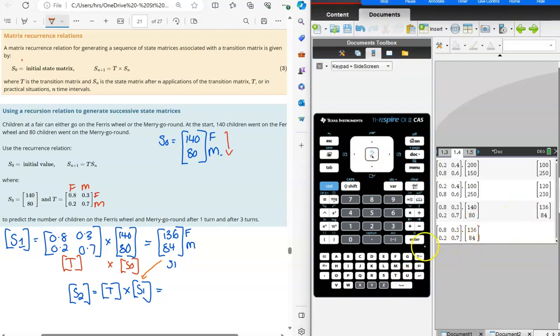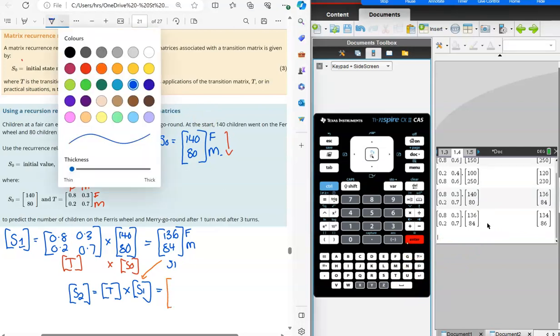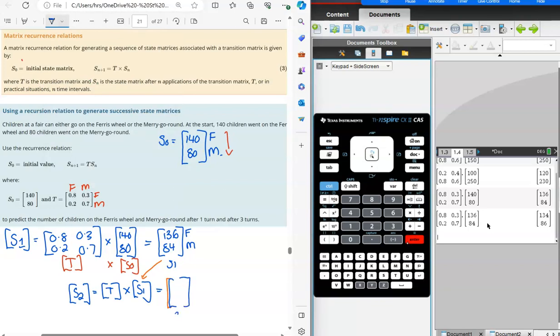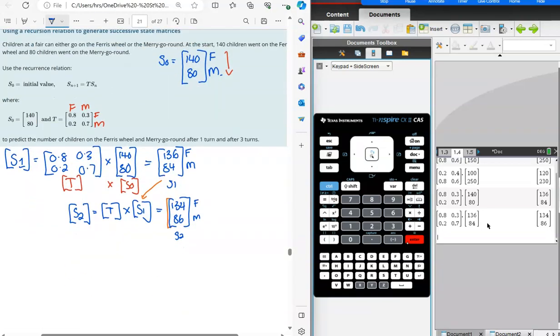So I've put the transition times S1. I press enter, so we end up with our answer there. This is S2, which is 134 now at the Ferris wheel and 86 at the merry-go-round. Now they wanted me to find S3, so I've got to do one more step. I'm going to use the transition times the one before, which would be S2, and then we're going to get what we get.